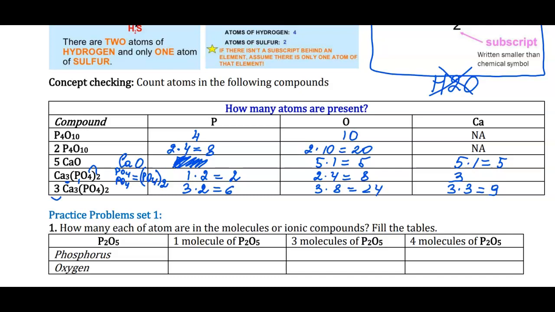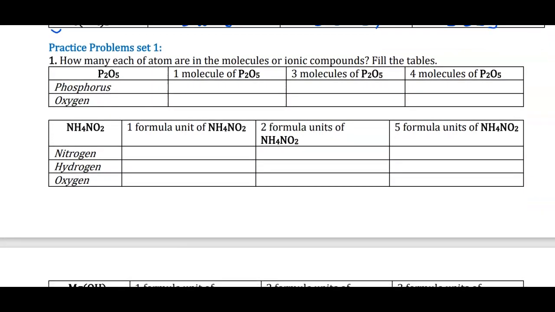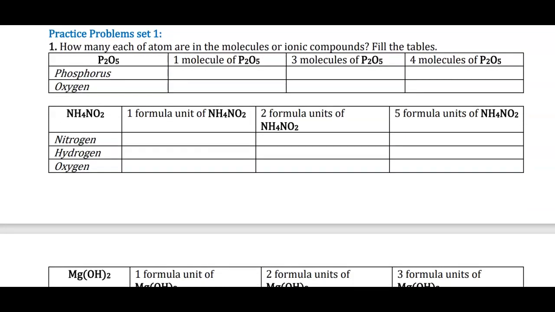Okay, so concept checking, we finished it, right? And now you do practice problems, set one, by yourself. Just one molecule of P2O5 means exactly the same as P2O5, right? Three molecules of P2O5 is like 3 in front of the formula, 3P2O5. So I think you got the idea. So 4P2O5.